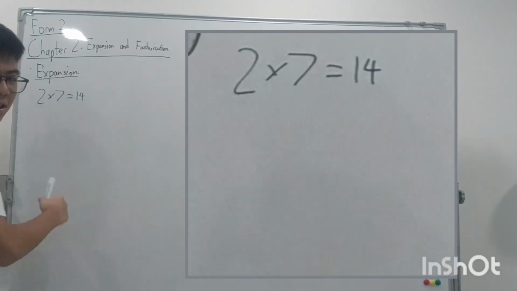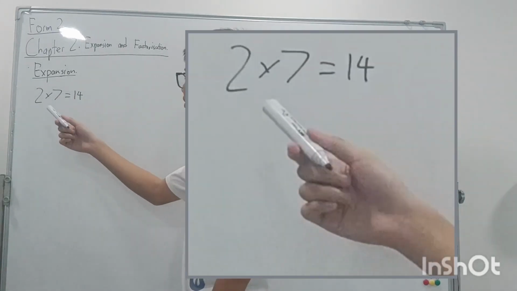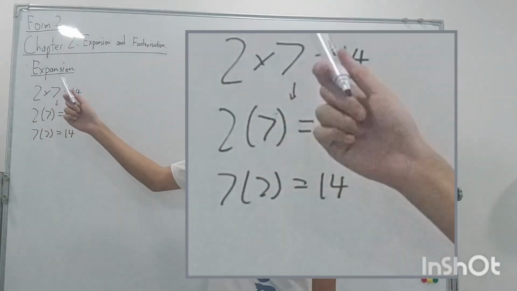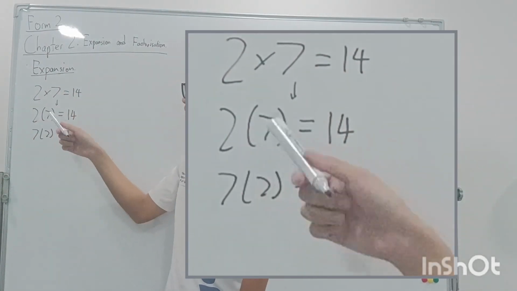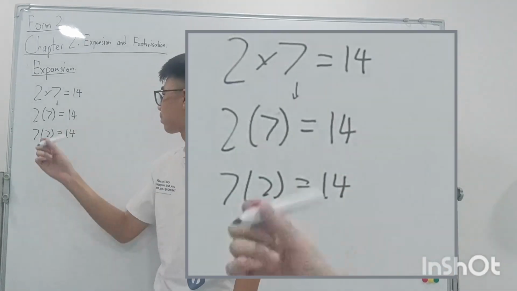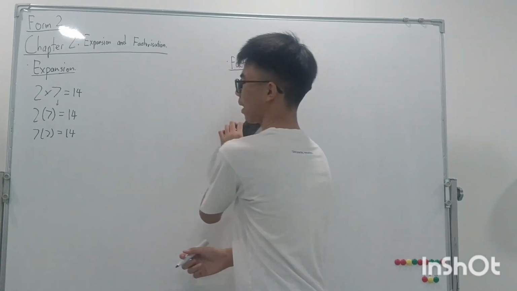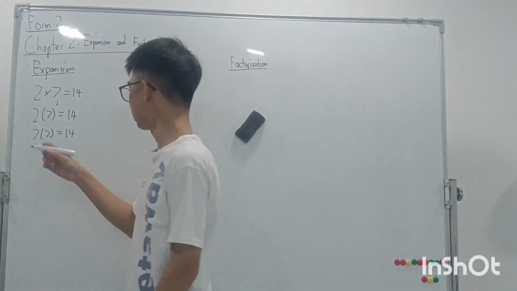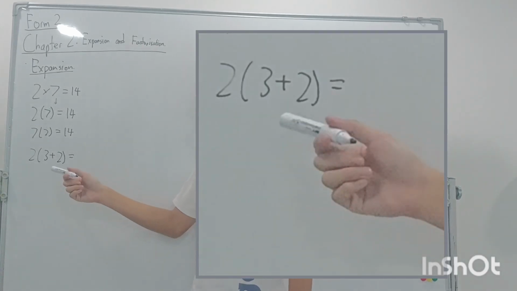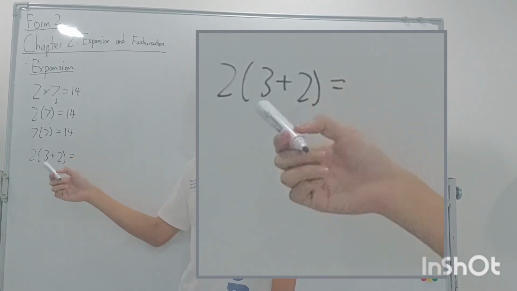Now 2 times 7 equals 14. But there's another way to write this. That is, you can write this expression as either 2 bracket 7 or 7 bracket 2. So that's just another way to write multiplication. And now we'll move on to the next expression. Now 2 bracket 3 plus 2. Of course, it's 2 times in the bracket 3 plus 2.